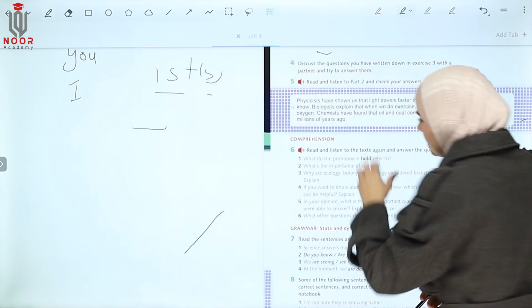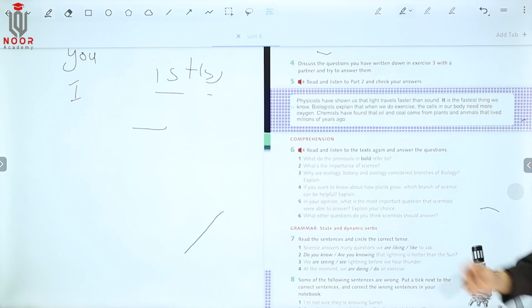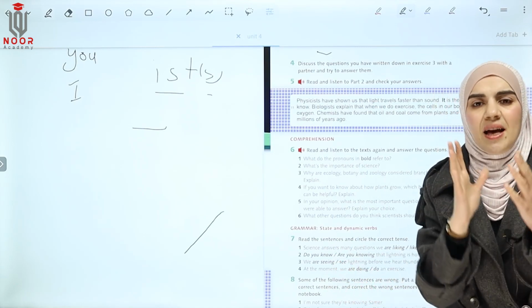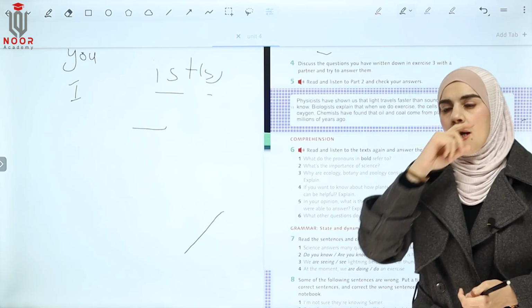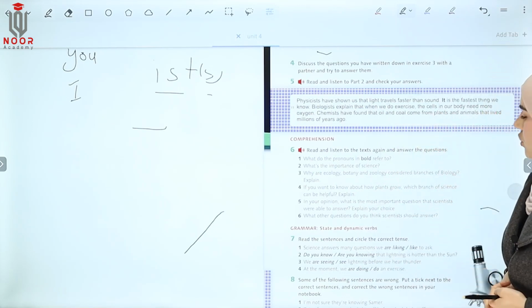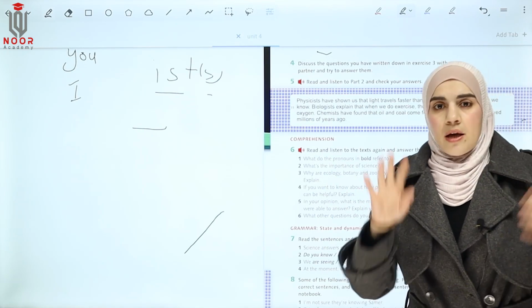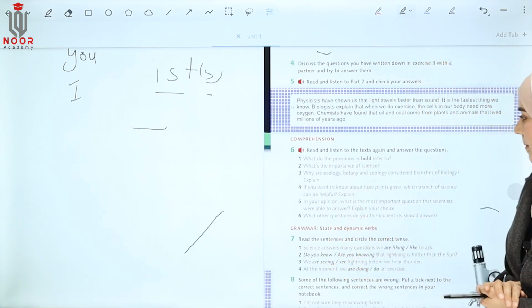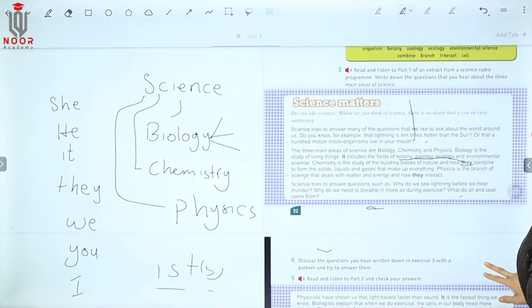Now, these are the questions. What do the pronouns in bold refer to? What's the importance of science? Now, what do I mean by importance of science? Importance of science in general. And we will talk about the details next lecture. But if we have a short revision here, science has what? 3 branches, if you remember. The importance, I should go back to my text here.